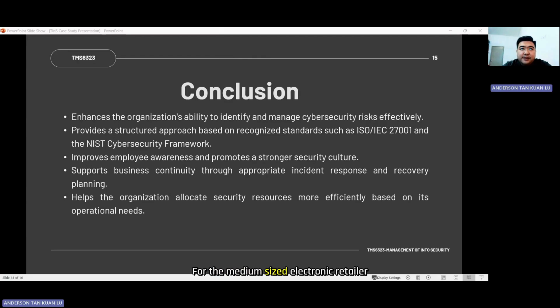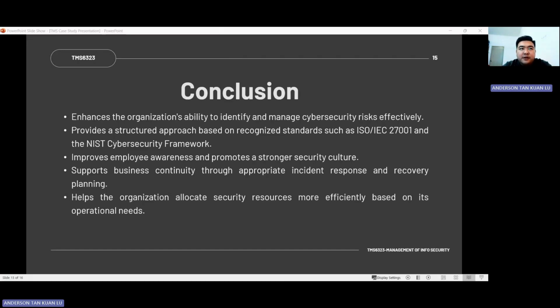For the medium-sized electronic retailer discussed in this case study, security controls should be adapted to suit its business operation, available resources, and specific risks. This includes implementing practical measures such as appropriate access control, employee awareness training, and continued monitoring of security incidents.